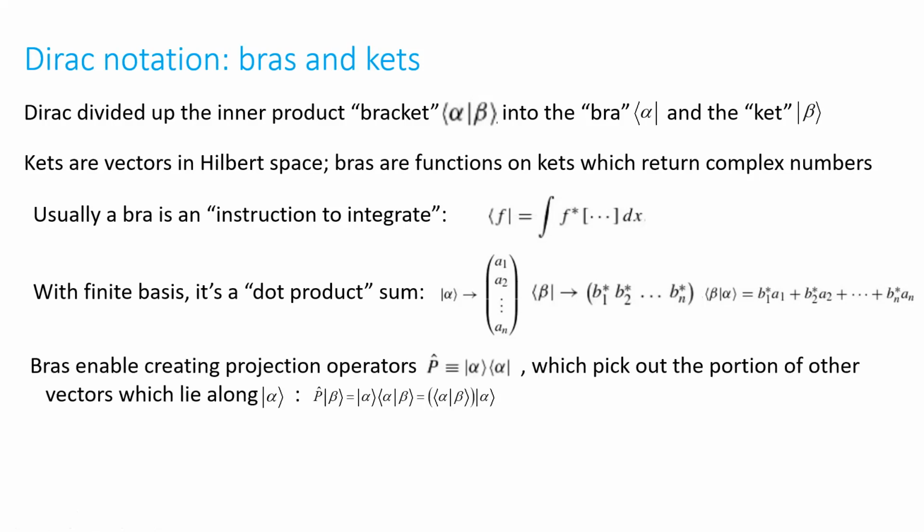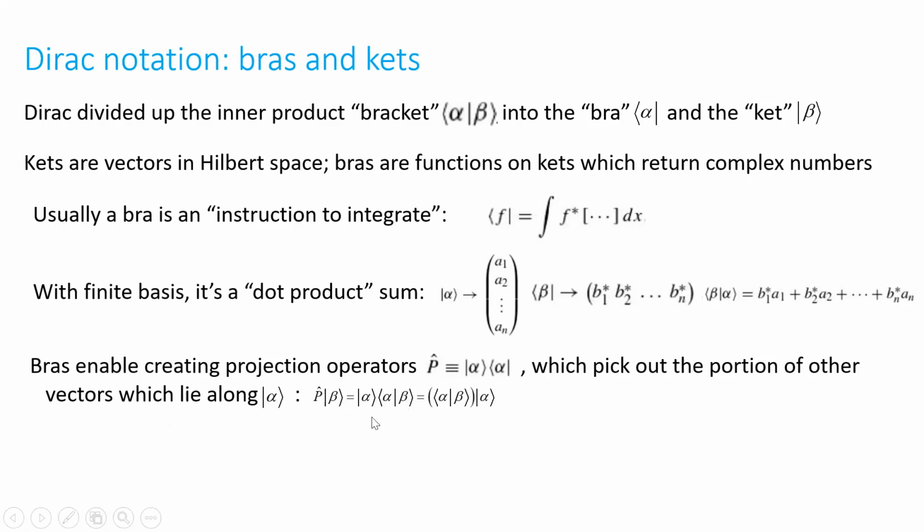Okay. So bras enable creating some useful things. There are things called projection operators. A projection operator is defined as the multiplication of a ket times a bra of the same vector. It has the effect of picking out the portion of another vector which lies along alpha. So for example, the projection operator P alpha acting on beta: putting in for P alpha, that is alpha ket alpha bra, we'd have alpha ket times the inner product of alpha and beta.